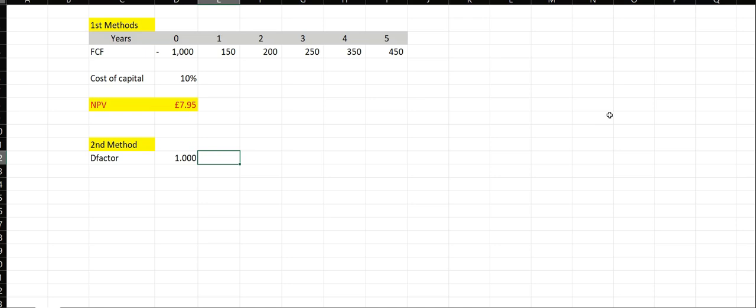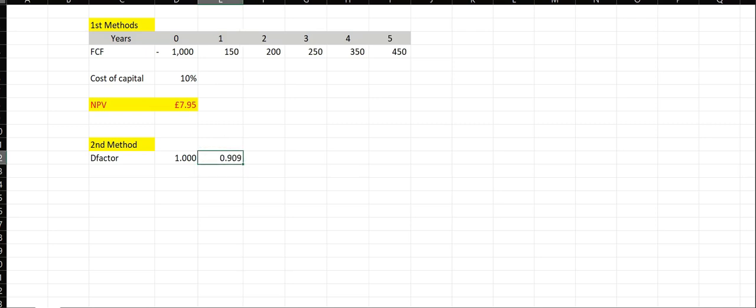Then for year 1, to calculate the discounting factor, we take 1 divided by, within brackets, 1 plus the discounting factor, which is the cost of capital, 10%, to the power of 1. Since it is in year 1, we have to take the power 1. So you will get the discounting factor as, taking it to 3 decimals, 0.909.